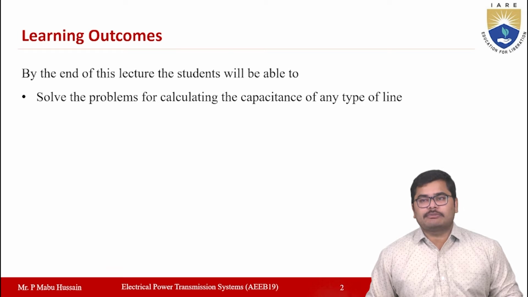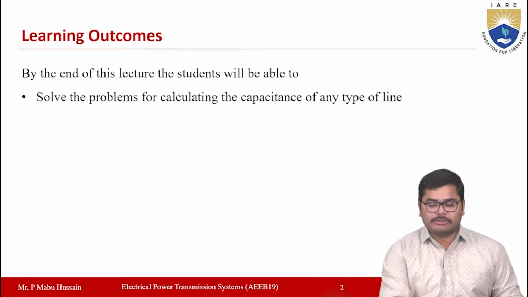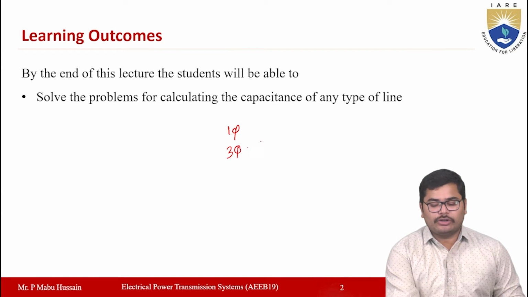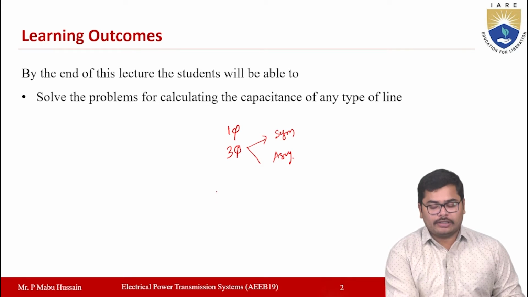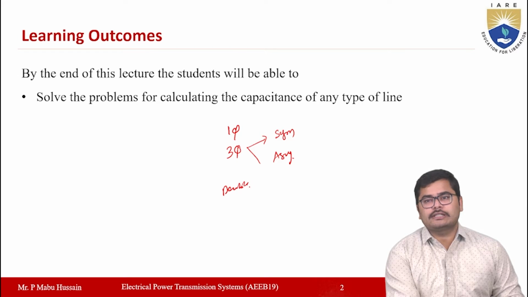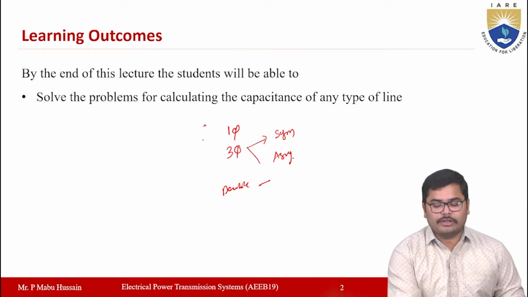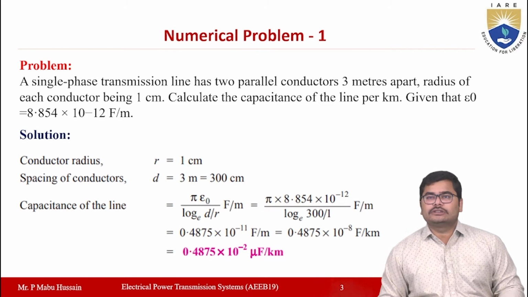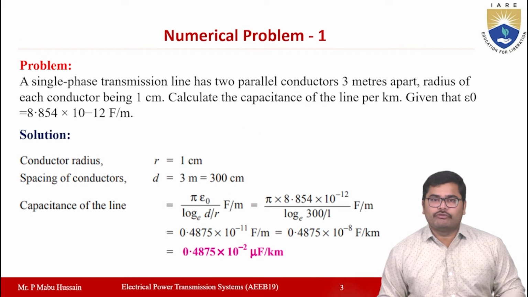Any type of transmission line here means the transmission line may be a single phase transmission line or it may be a three-phase transmission line. In three-phase, you have a symmetrical three-phase transmission line, an asymmetrical three-phase transmission line and a double circuit three-phase transmission line. For all these types of lines, we are going to calculate the capacitance. So first see numerical problem 1.